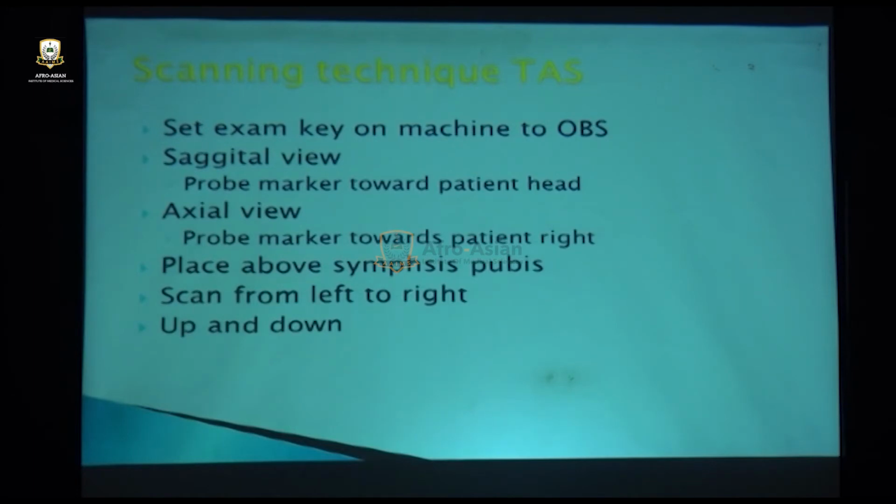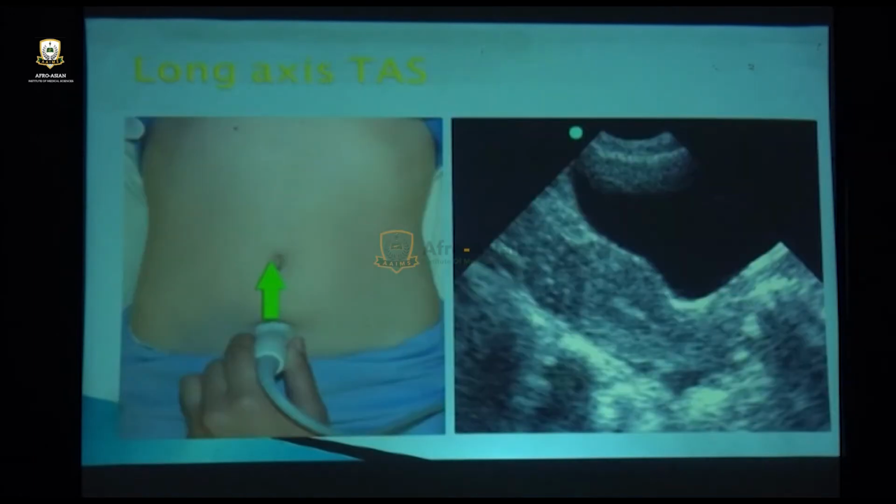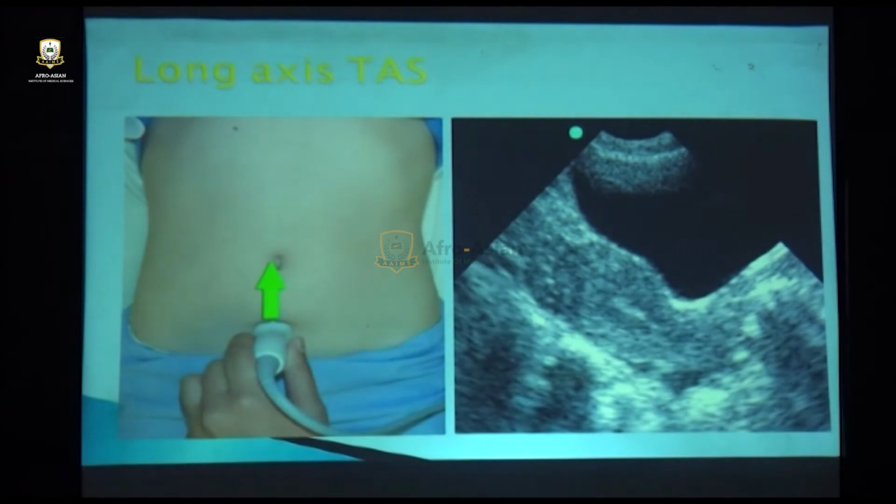For a pelvic examination, place the probe on the symphysis, a little above the symphysis pubis. This is how you do it. This is the longitudinal transabdominal scan. On the left side you see how it is placed, and on the right side you see how the uterus looks. But remember, the uterus is not always central. So once you put the probe, you have to maneuver it. Either you move it like this, or you move it like this.